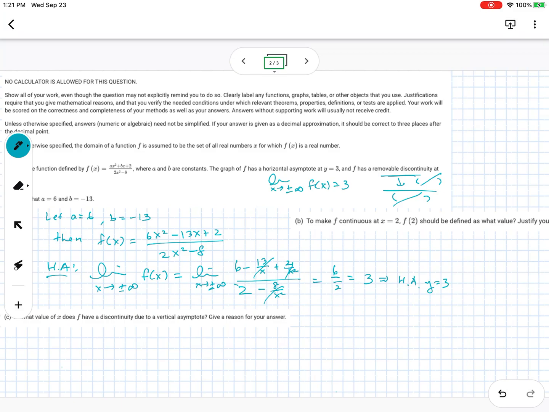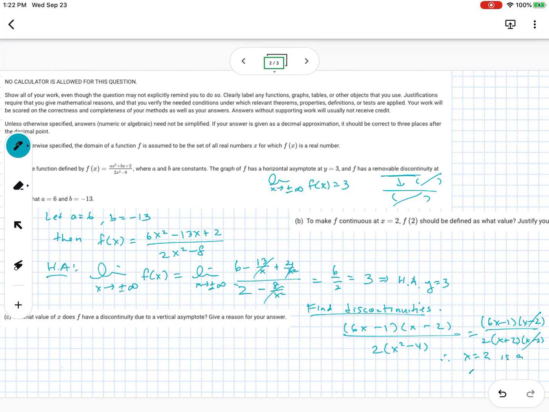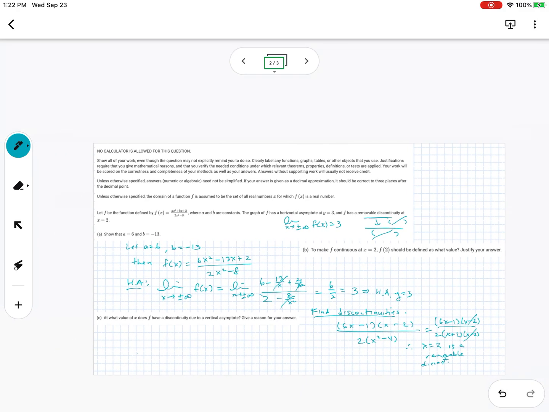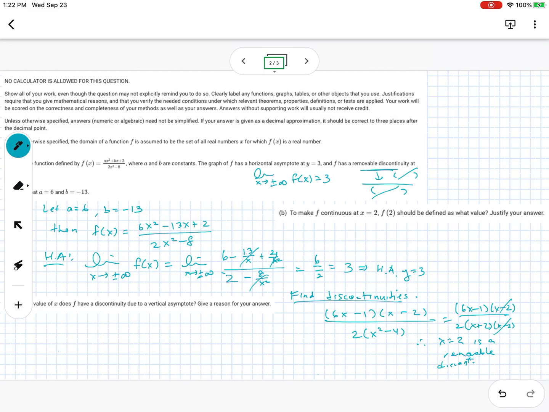Okay, and so from there we can say that the horizontal asymptote is y equals 3. On the other hand, what we can do after that is we can find any discontinuities. So for the discontinuities, we would go ahead and factor it out. And so this becomes 6x minus 1 times x minus 2, over 2 times x plus 2 times x minus 2. And so since these guys factor out, therefore x equals 2 is a removable discontinuity. Okay, so by letting a equal 6 and b equal negative 13, I'm able to work it out and eventually come to a conclusion that the horizontal asymptote is y equals 3 and that the removable discontinuity is indeed x equals 2. Okay, I hope that makes sense.